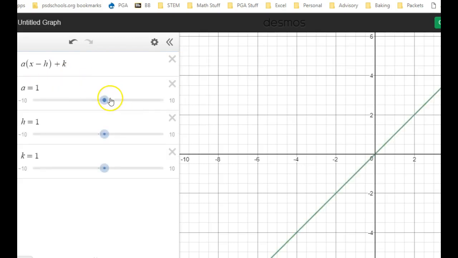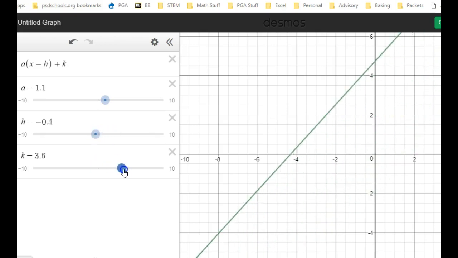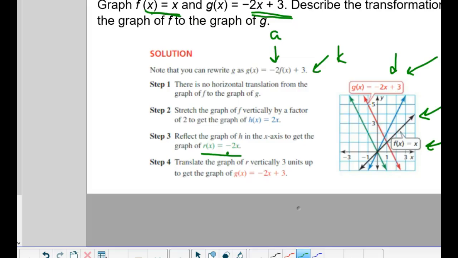Oh, so here's my parent. So now if my a value changes, look at what happens. Okay, then if my h value changes, where does it move to? And again, with my k value. So you can always add sliders to Desmos and play around and tweak it to make it do everything that you want it to do. So that's a fun way to do that as well.